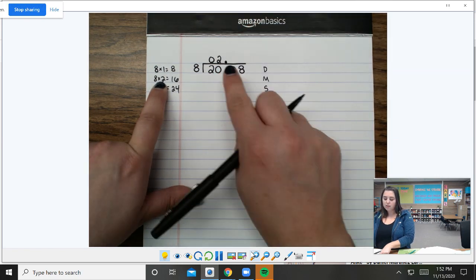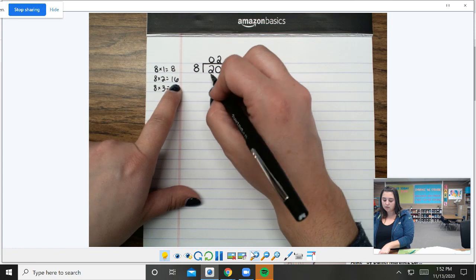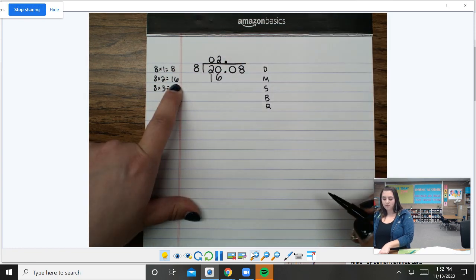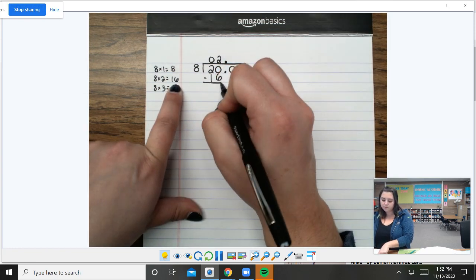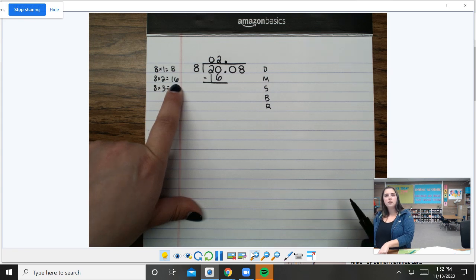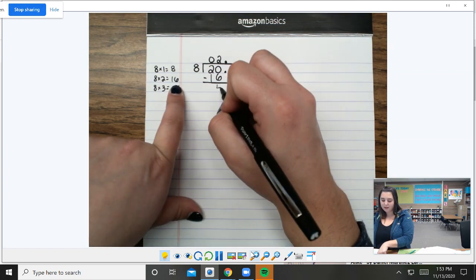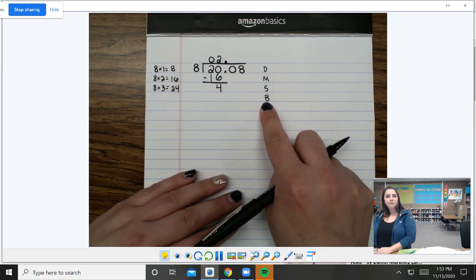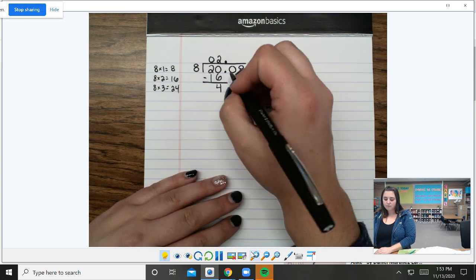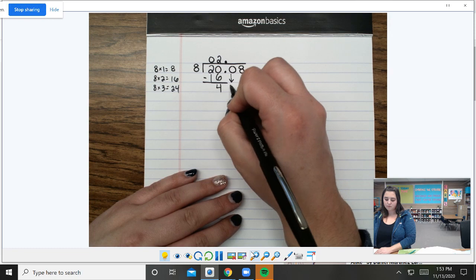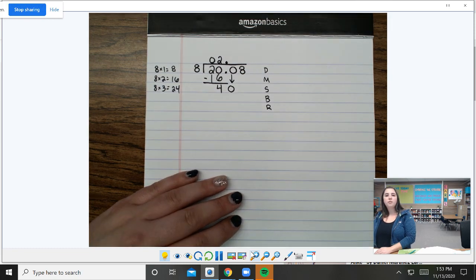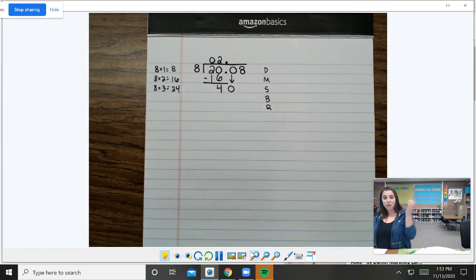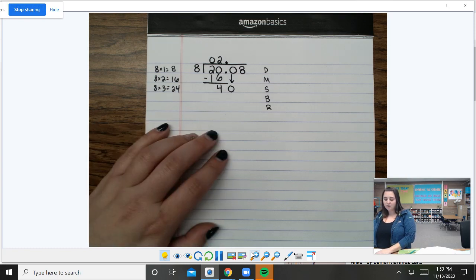Our multiplication, that 2 times 8 is 16. Let's subtract. 20 minus 16. That is 4. Bring down. That 4 becomes a 40. Can you imagine having to draw out 40 dots right now? That'd be a lot.